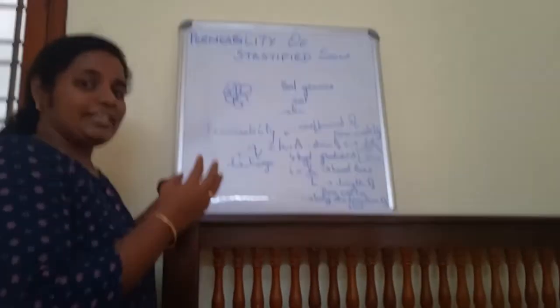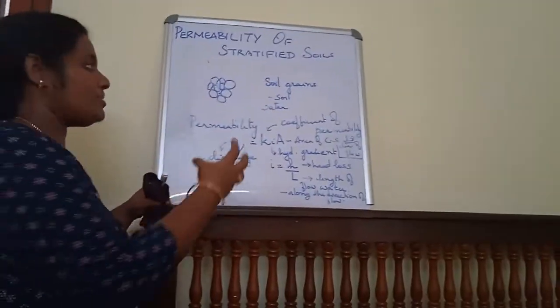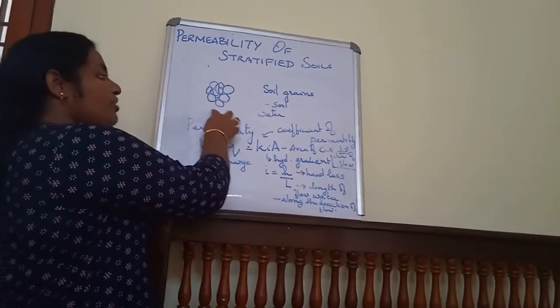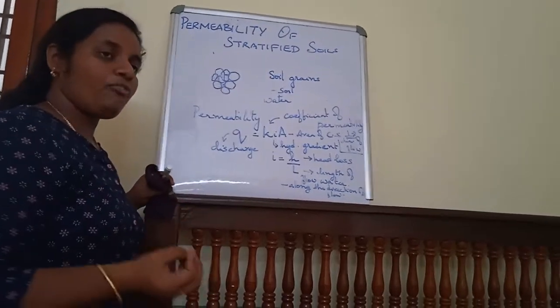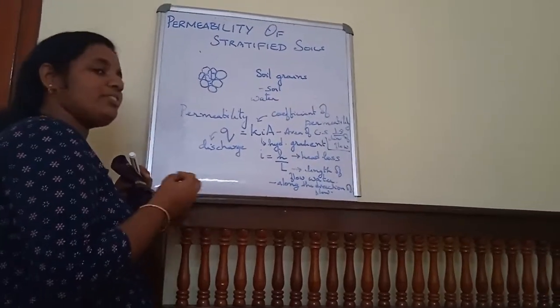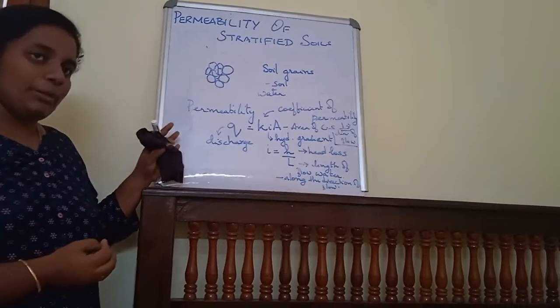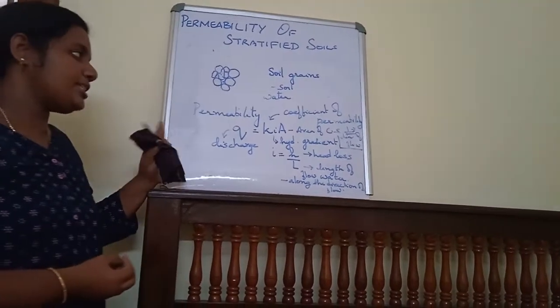The arrangement of soil grains together forms the soil, and there are void spaces in between them, and when the water flows through these void spaces, it causes the flow of water in the soil. The ability of the soil which allows the water to flow through is called permeability. Permeability is the ability of the water to flow through the soil.